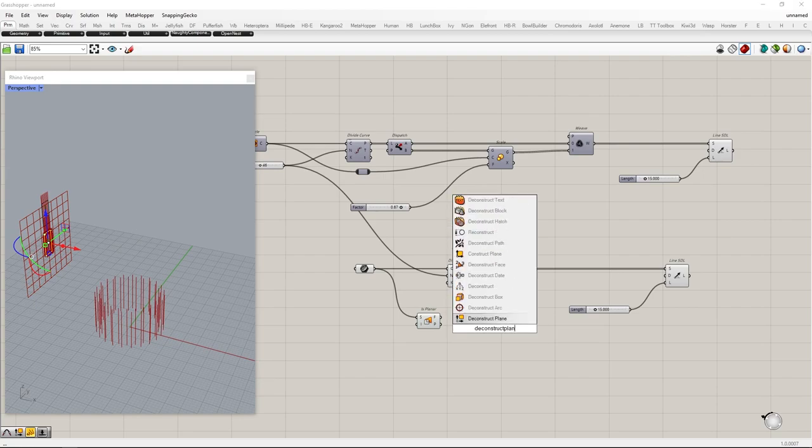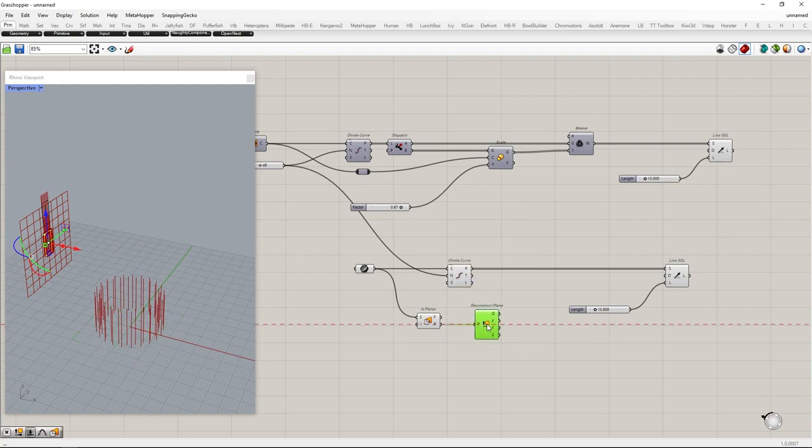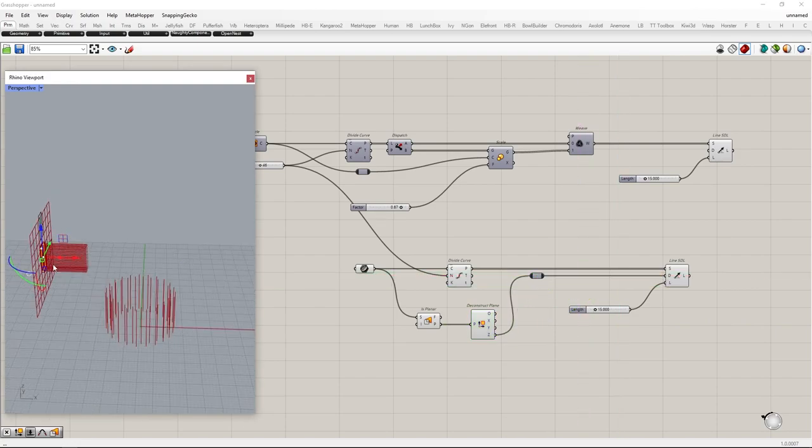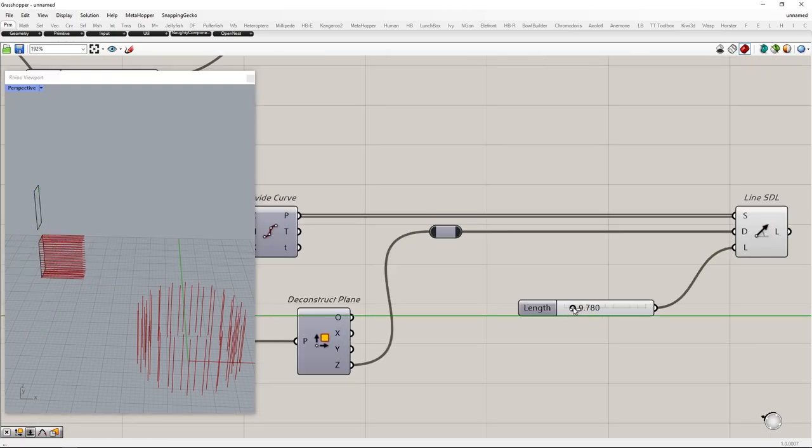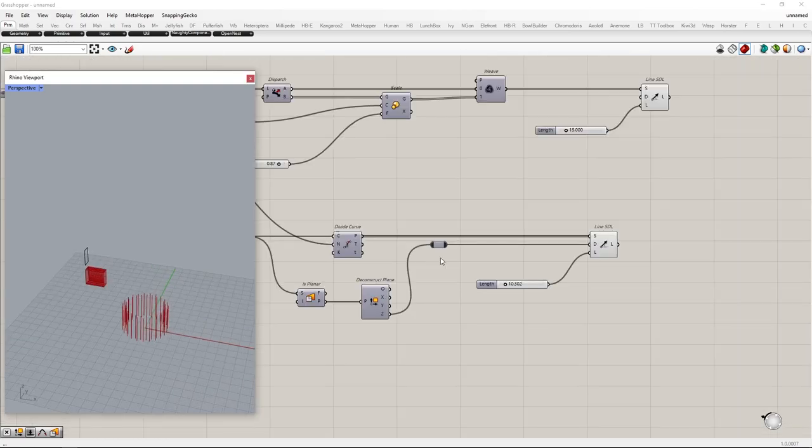So create a plane at the center of it by using the is planar component. If the curve is planar, we get a plane at the center of the curve. On this plane, we can extract the Z direction by using the deconstruct plane component and use it for our line directions.